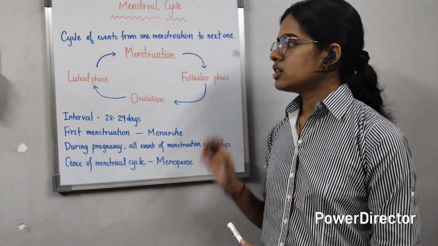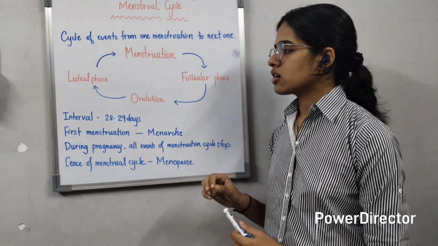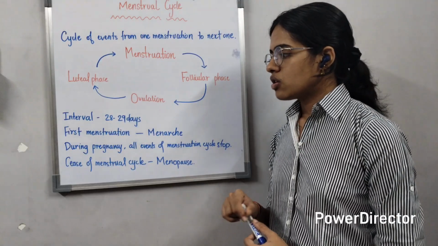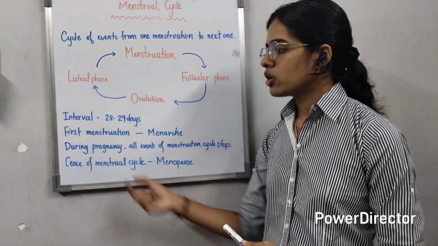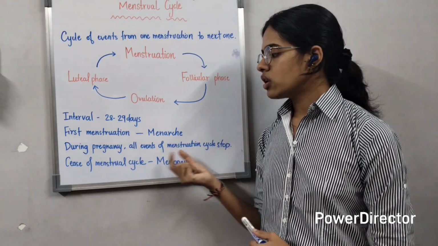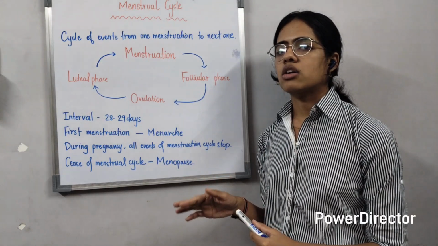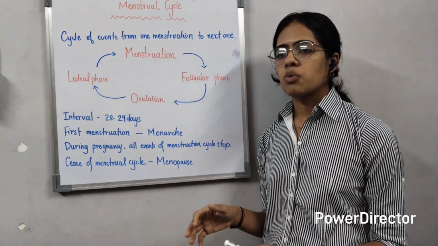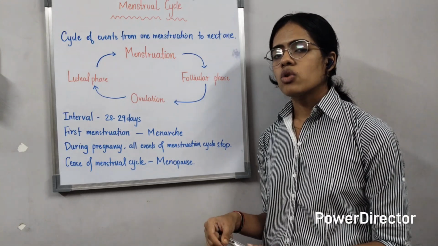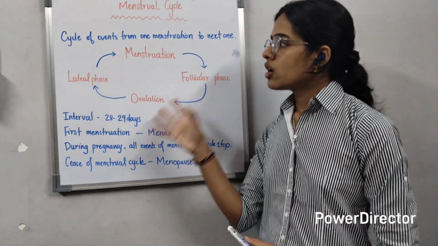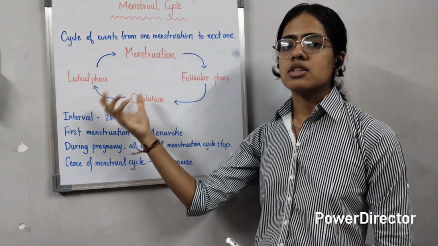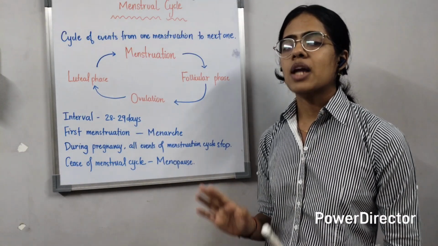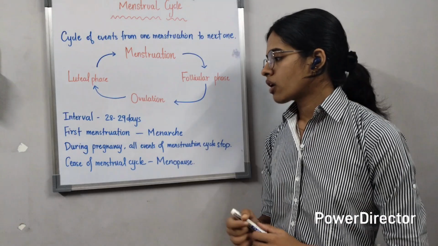During pregnancy, these all events are connected to the female reproductive system. So during pregnancy, all the events of menstruation are stopped. When a female gets pregnant, all of these events will not take place during that time, and it will stop temporarily.